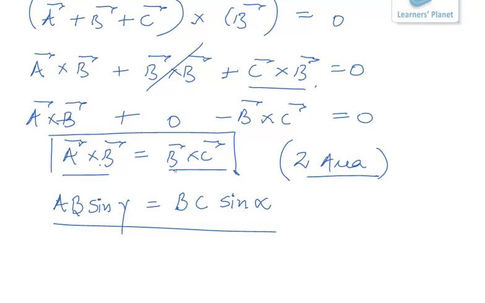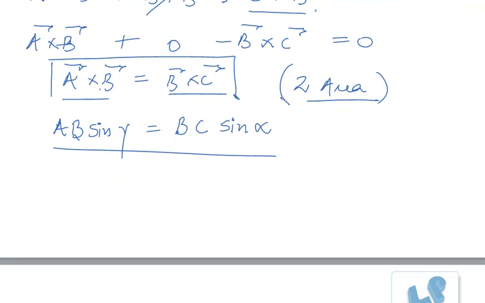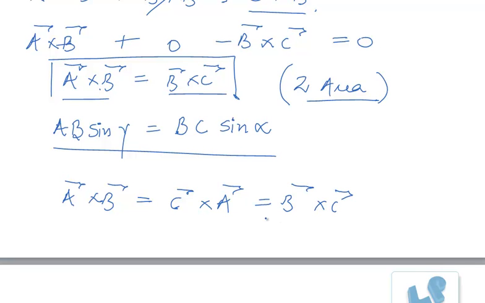Similarly, if you analyze this expression and instead of taking B you take A or you take C, you will get one more relationship, and that will be A cross B equal to C cross A, which is equal to B cross C also. The equality between these two we have already proved just now. Now this can also be proved.